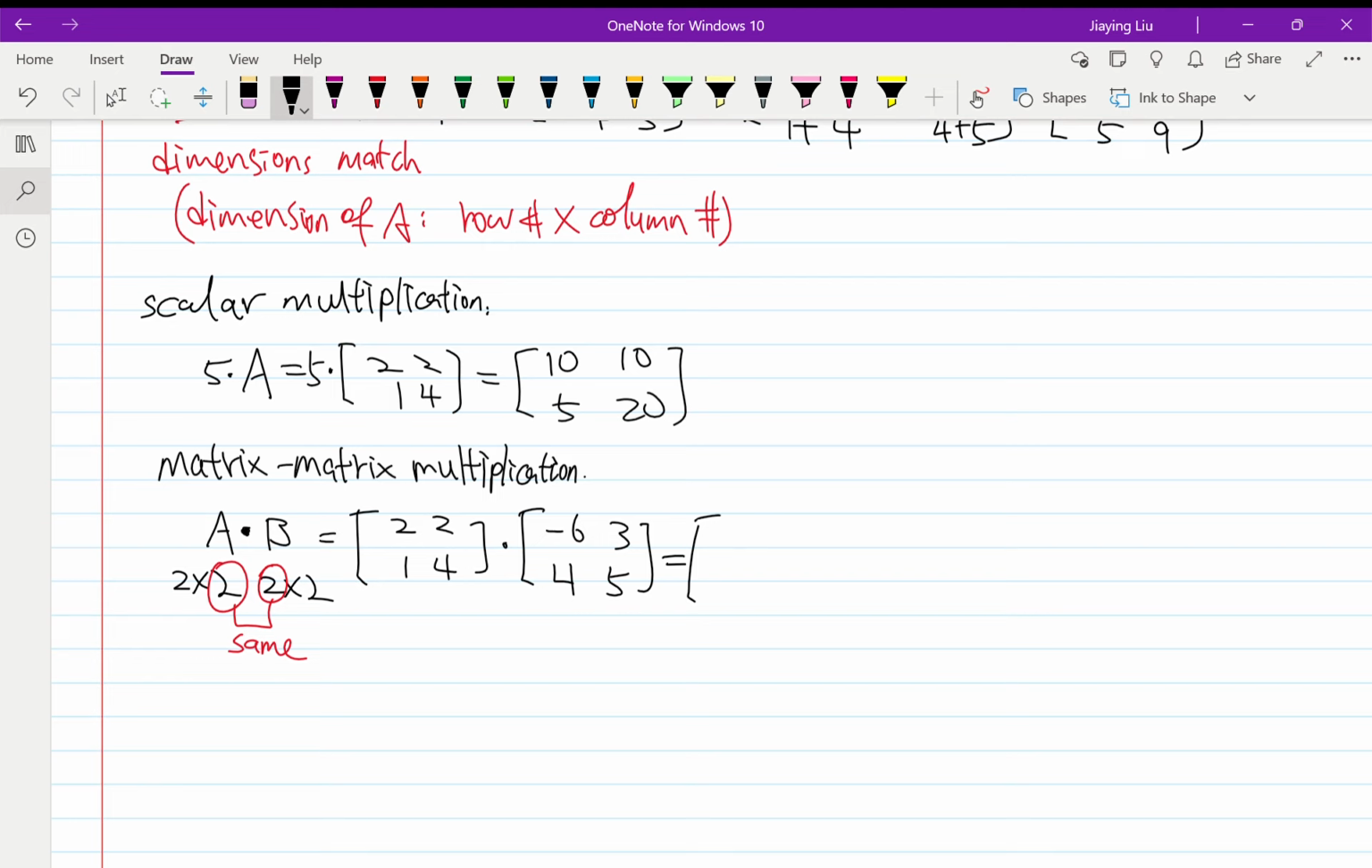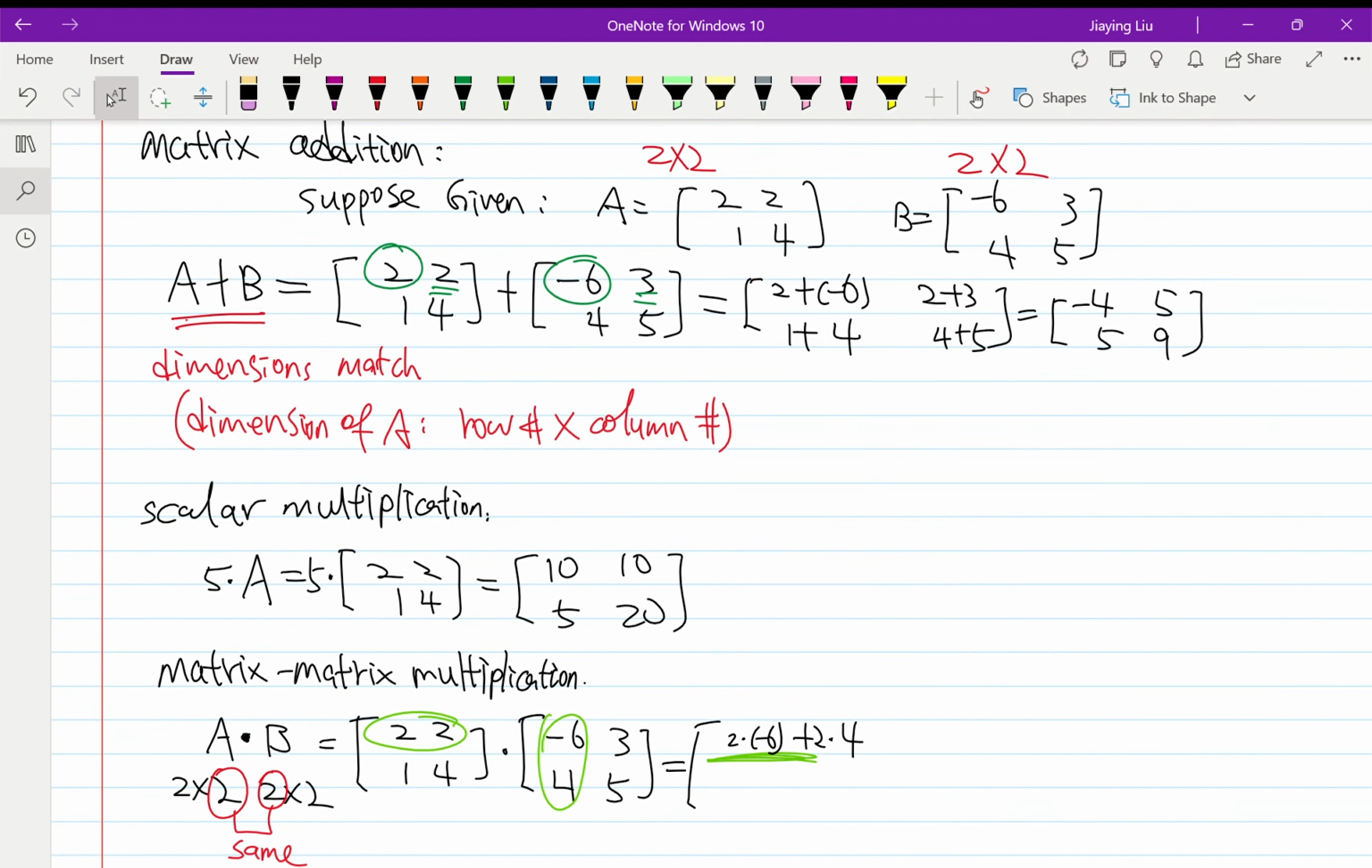So the first element will be coming from the first row of A and the first column of B multiplied together. To do that, we take the corresponding elements, so the 2 multiplied by negative 6, and this 2 multiplied by this 4. Then we add the products. So first row of A multiplied with first column of B will give us the first row, first column position. That will be 2 times negative 6 plus 2 times 4.